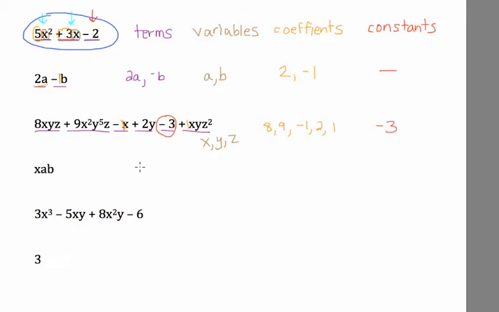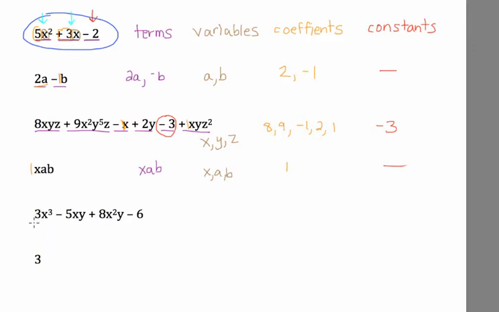The next expression, there's just one term, xab. The variables are the letters in the expression x, a, and b. The coefficients, that's the number in front. There is no number in front, so we assume a 1. And the constant term, there is no number all by itself, therefore no constant term.